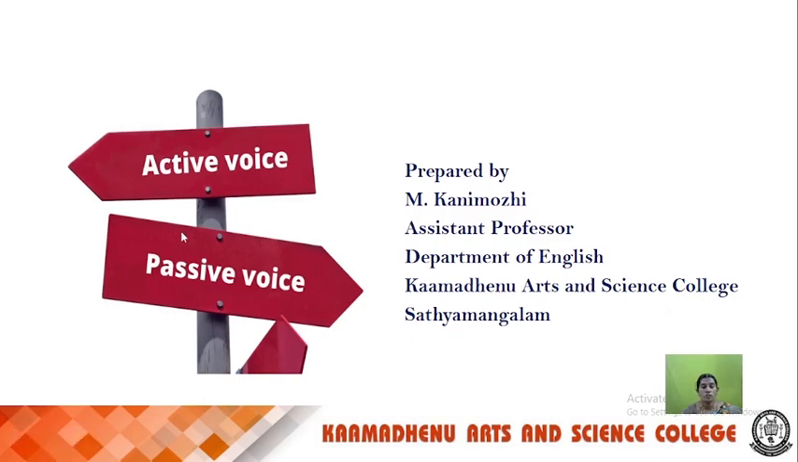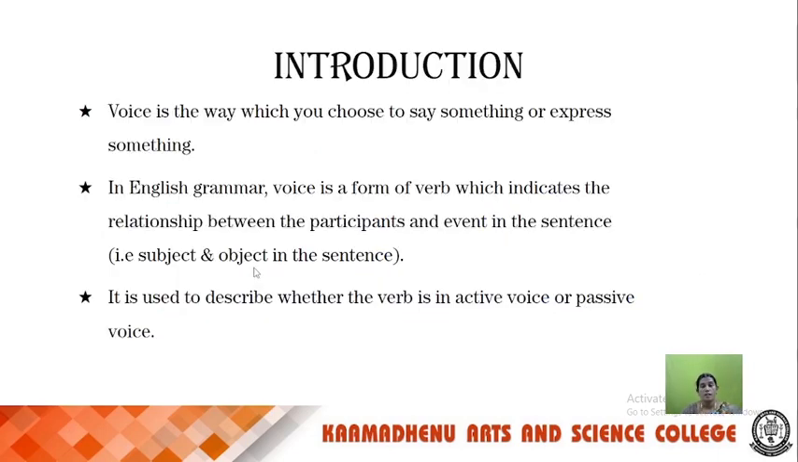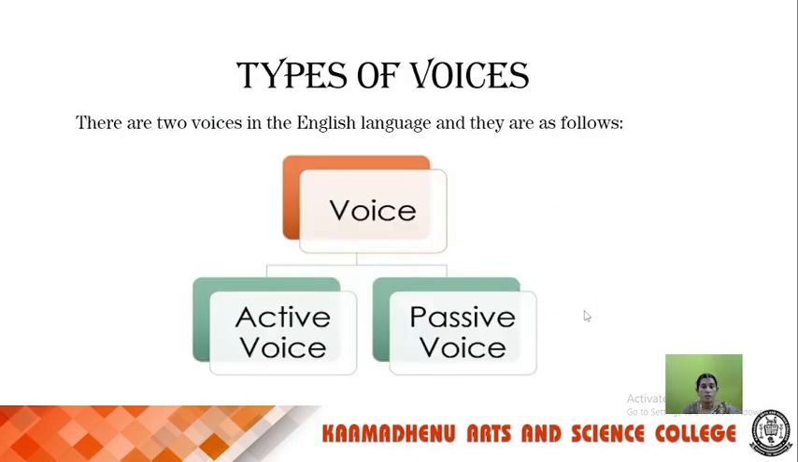In this video lecture, we are going to see about active voice and passive voice. Let us see the introduction. Voice. Voice is the way which you choose to say something or express something. In English grammar, voice is a form of verb which indicates the relationship between the participant and the event in the sentence. That is, subject and object in the sentence. Active voice, passive voice is used to describe whether the verb is in active voice or passive voice.